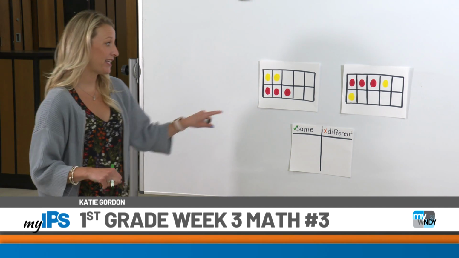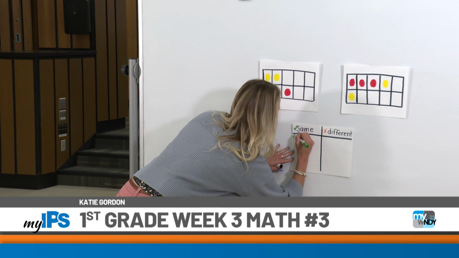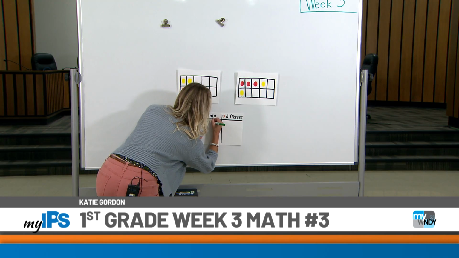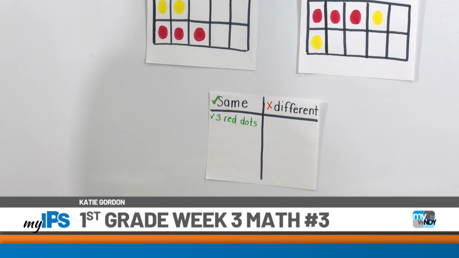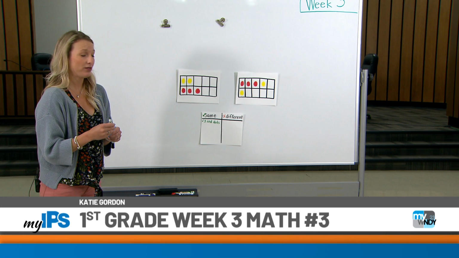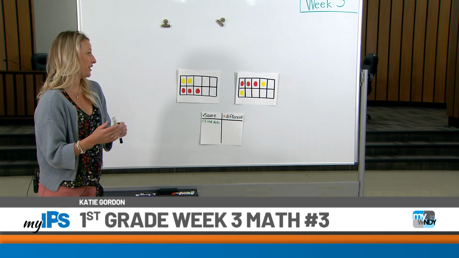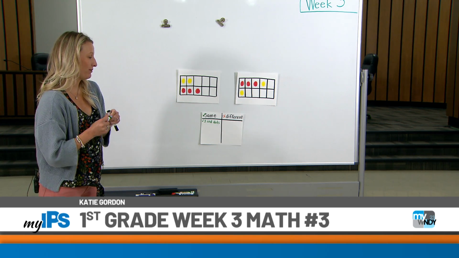I noticed that they each have 3 red dots. So for the same, I could say 3 red dots. And then what is something else that is the same? Now you write that on your own. Is there something that's different? I would like you to take a moment and write something that is different.